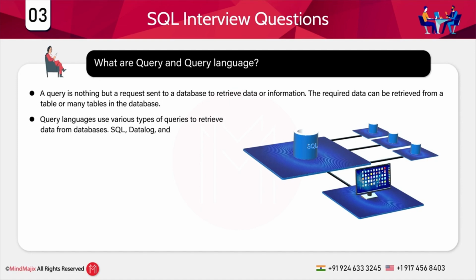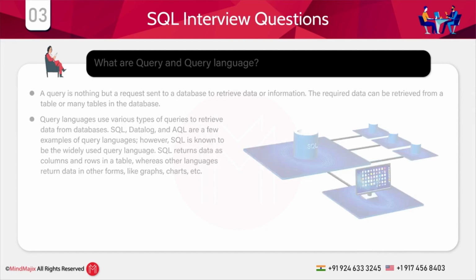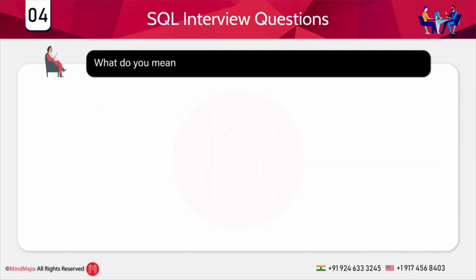So SQL, Datalog, and AQL are a few examples of query languages. However, SQL is known to be widely used as a query language. So SQL returns data as columns and rows in a table, whereas other languages return data in forms like graphs, charts, and so on. The next question is, what do you mean by a subquery?